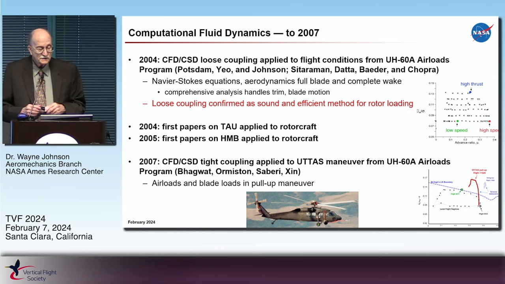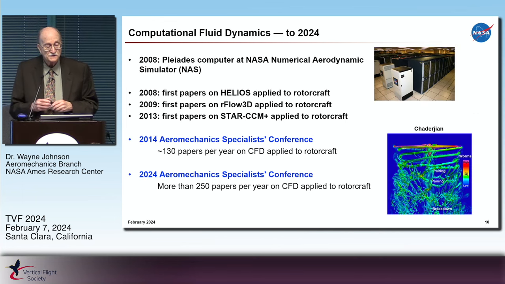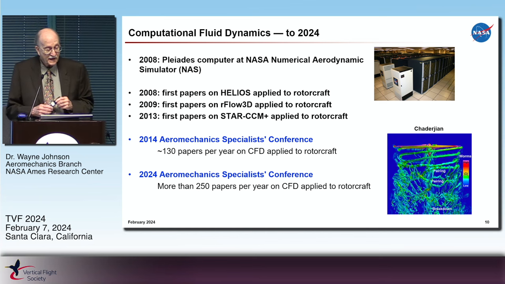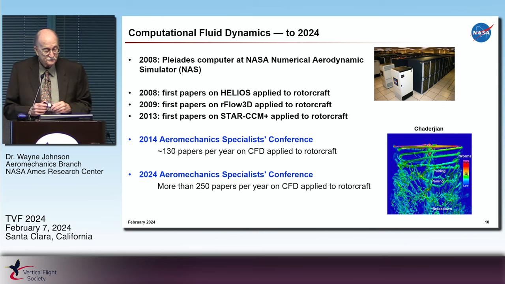2008, Pleiades at Ames, and this was at least the start of the multiprocessor supercomputers, where you had thousands or tens of thousands of cores available. 2008, Helios, the U.S. Army code, rFlow3D from Japan, and STAR-CCM+, another commercial code.